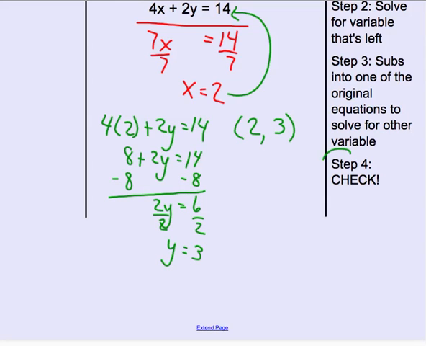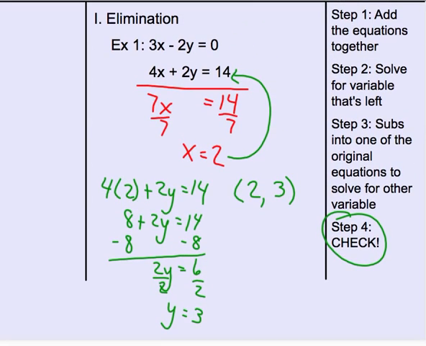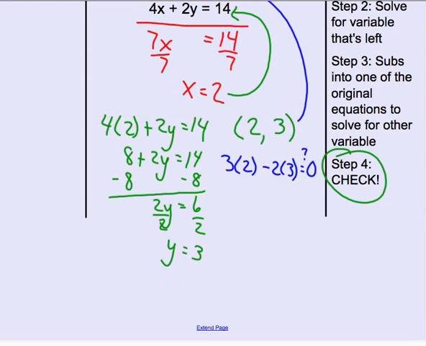And then our very important step, we need to check and make sure that this works in the other equation as well. So I'm going to take 2, 3 and substitute it into the equation I did not use to solve for y to see if it checks out. Sometimes I put a little question mark until I know that it checks, because we may have made a mistake somewhere. So we get 3 times 2 is 6, 2 times 3 is 6, and 6 minus 6 is 0, so that does check out.